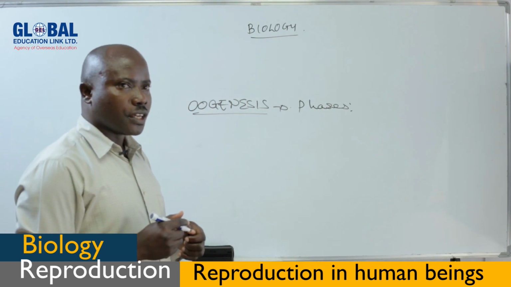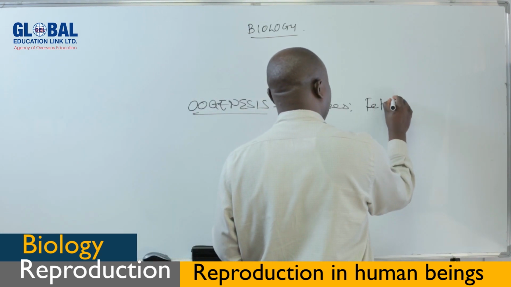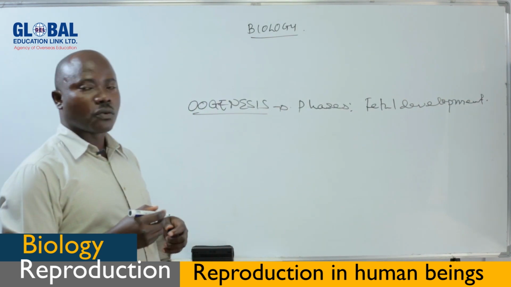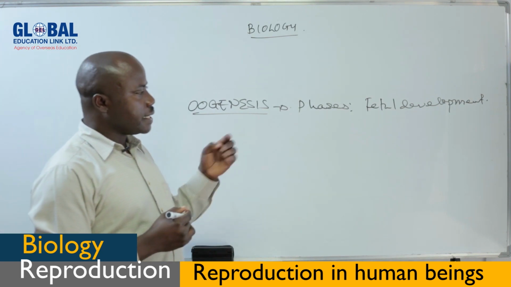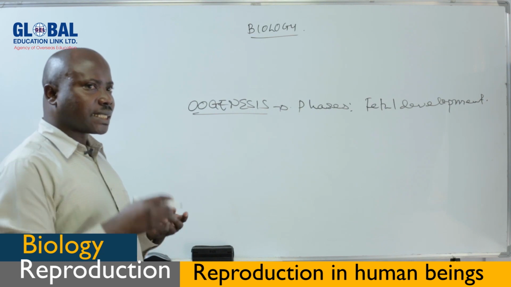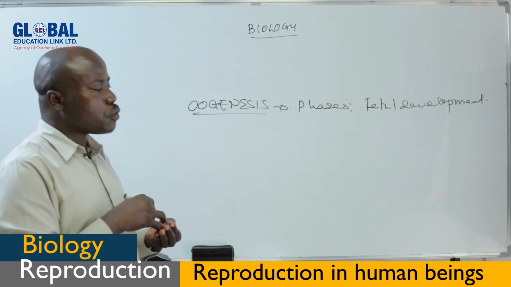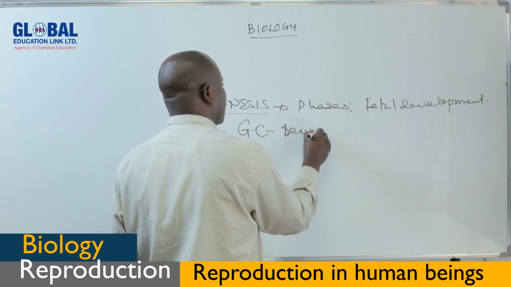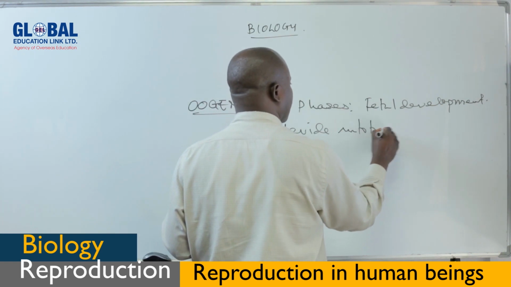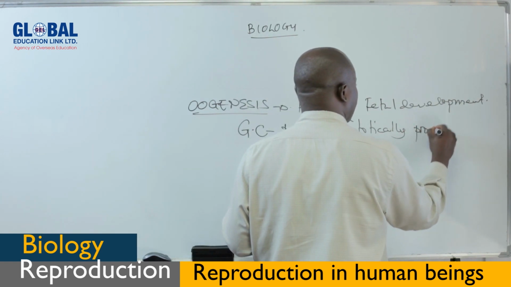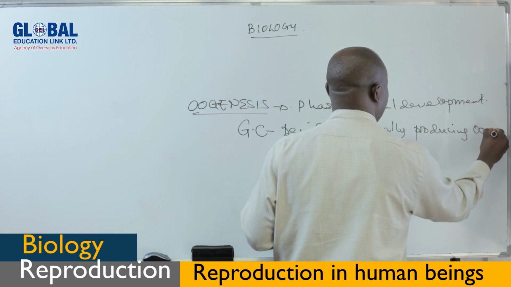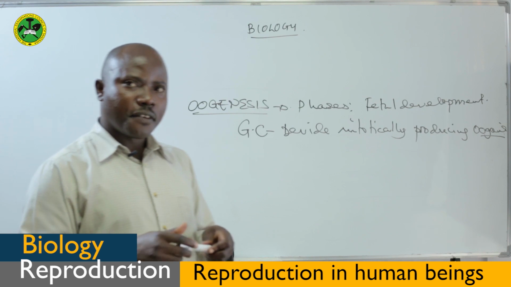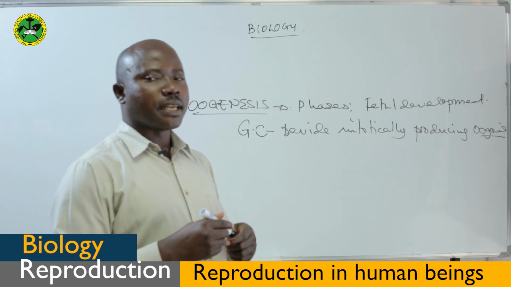The first phase occurs during fetal development. In this process, the germinal cells that are within the Graafian follicles divide mitotically to produce the so-called oogonia. The oogonia are diploid cells. Therefore, you have to remember that in a female body, gametogenesis starts during fetal development.